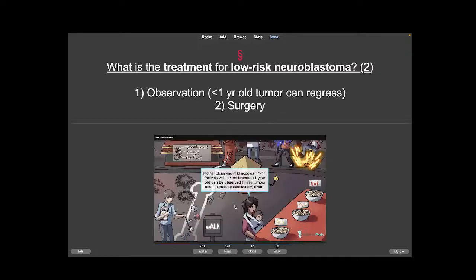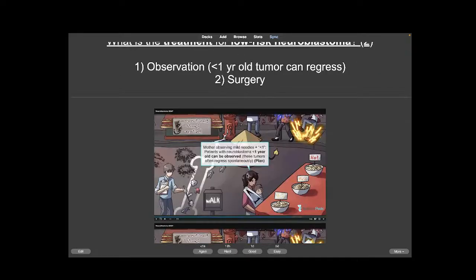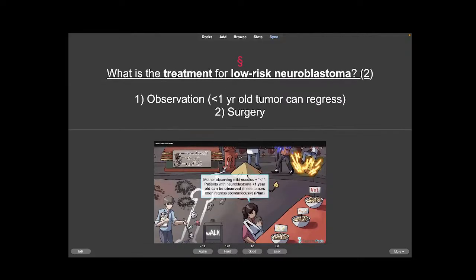Okay. And then you have treatment for lower risk neuroblastoma. Just do an observation, like what's the 1 year. Or you can do a surgery. Hey, we like a surgery. We like a little surgery.